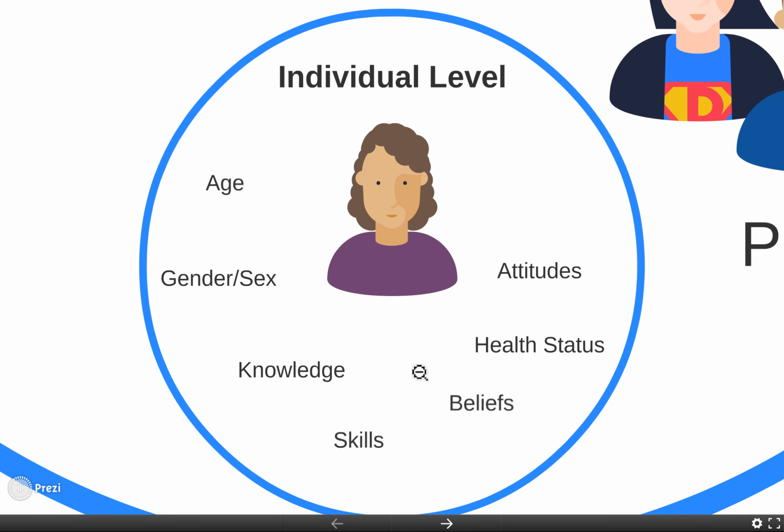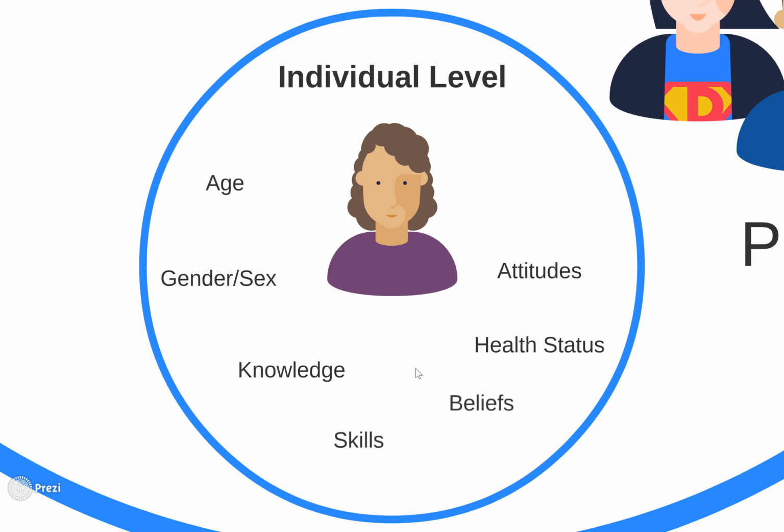The ecological model describes the relationship between individuals and their environment. The environment impacts us and we impact it in turn. To start, we look at the individual level. A person's age, gender, knowledge, beliefs, and health status are all individual factors.